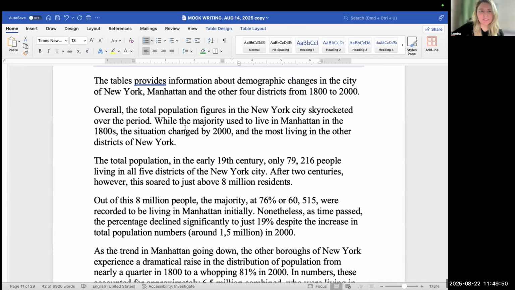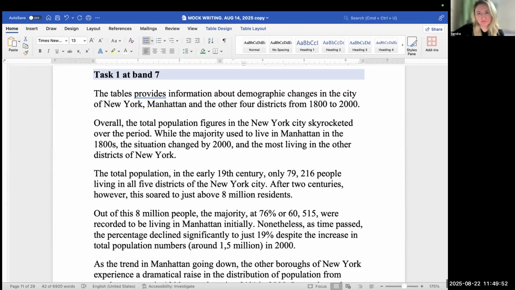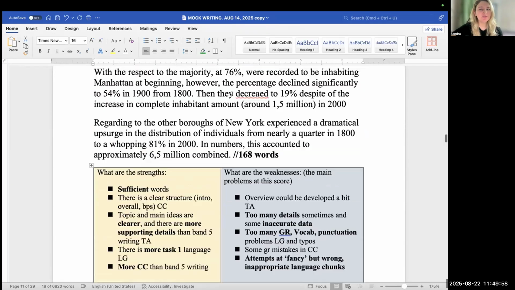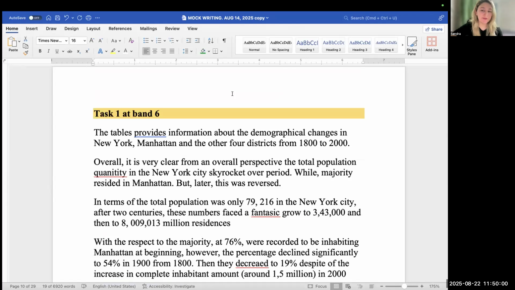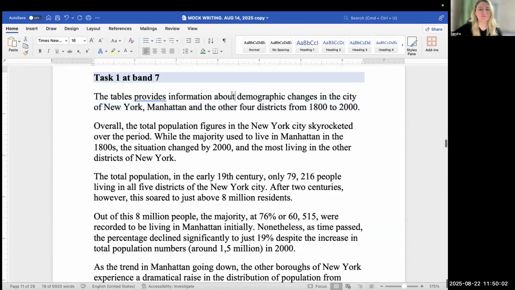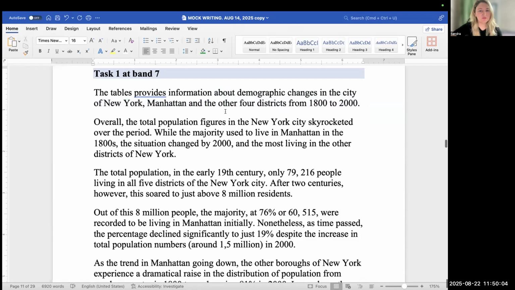Okay, so let's see. Introduction, demographic changes. There you go, not demographical, right? So it's a little bit more accurate. Very similar to the previous one in some way, but more accurate. Okay, overall total population figures skyrocketed. So clear, right? Sharper and clearer overview. While the majority used there, the situation changed and most living in other districts. Grammatically not accurate, but the meaning is so clear.